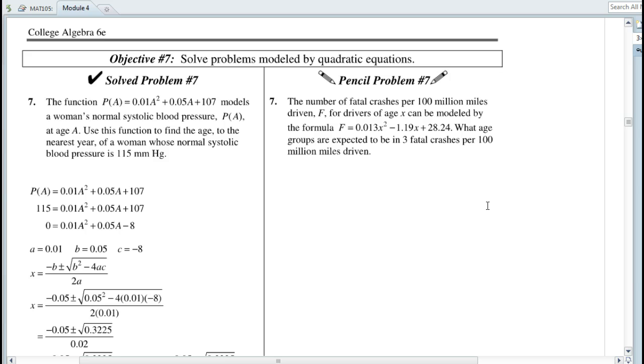Okay, let's see. Number of fatal crashes per miles driven is F. So they're saying 3 fatal crashes per 100 million miles. So they're giving us a number for F, and they want us to solve for X. So that's what's going on. So F equals 3. So basically plug in F equals 3 and solve.